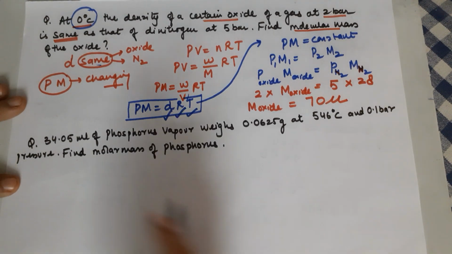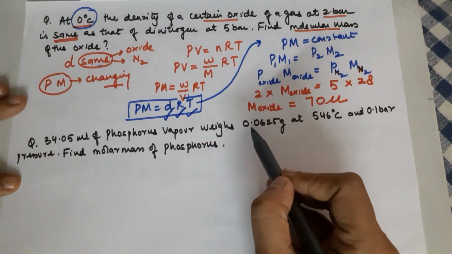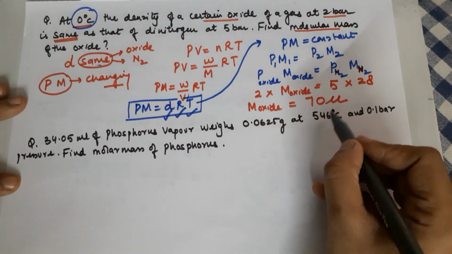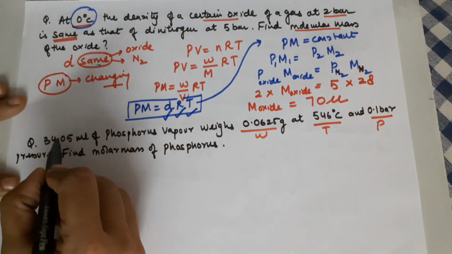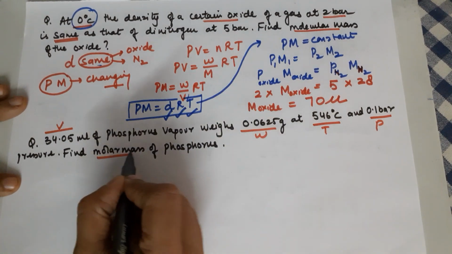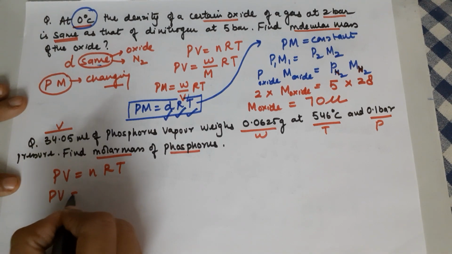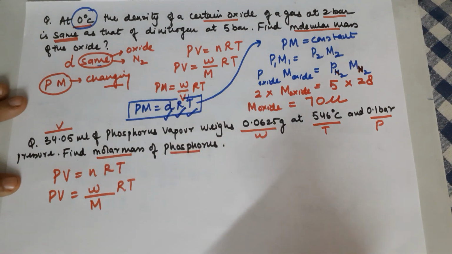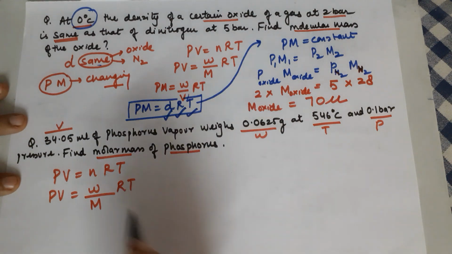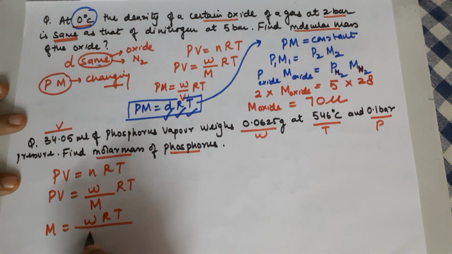Moving on to the last question of the class. 34.05 ml of phosphorus vapors weigh 0.0625 grams. The temperature is given, the pressure is given, the weight is given, the volume is also given, and you have to find the molar mass of phosphorus. So PV is equal to nRT. Since the molar mass is to be found, please change your number of moles into given mass by molar mass. Now we need to substitute the values. Since your agenda is to find the molar mass, I am taking molar mass is equal to weight RT by PV.